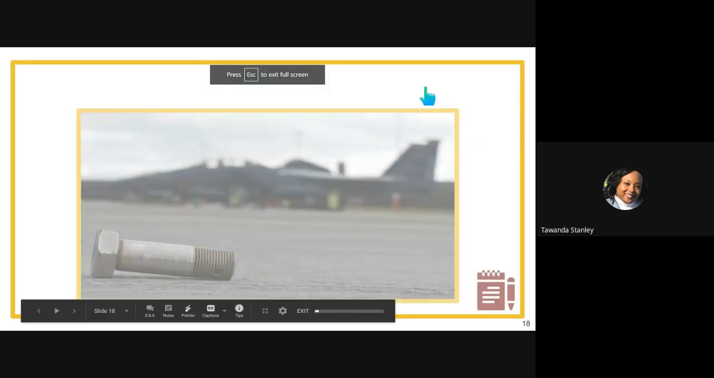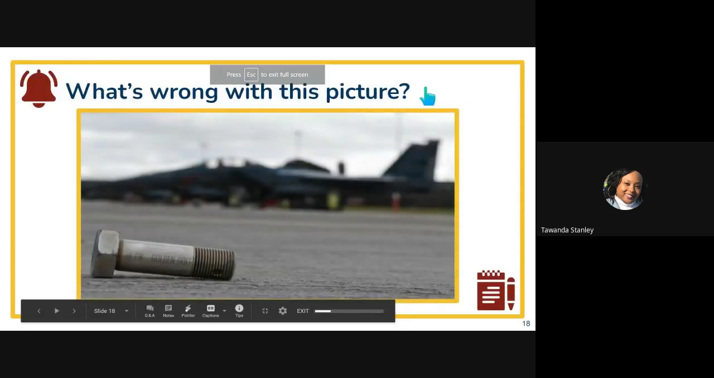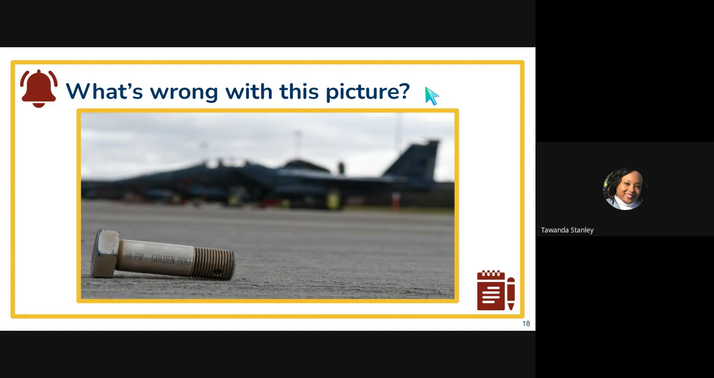I'll give you guys about 2 minutes to type in what is wrong. What is wrong with this picture that is in front of you? What is wrong with it? Darian, Logan, are y'all typing what's wrong with this picture? I'm seeing something different, Miss Stanley.